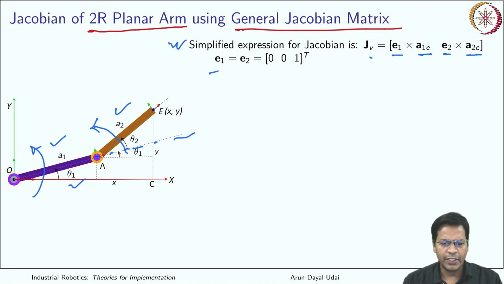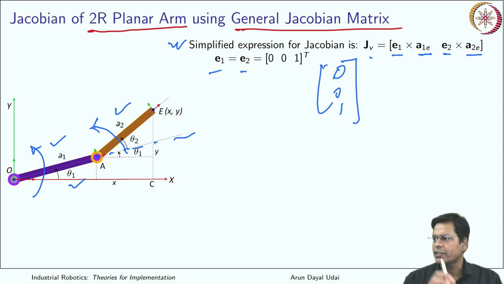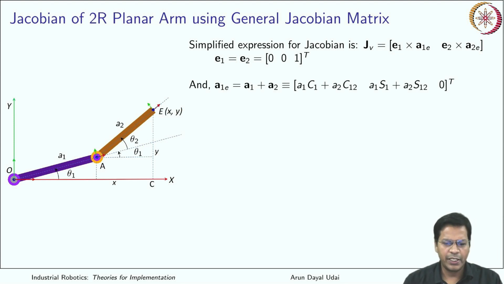So what are e_1 and e_2? e_1 and e_2 are directed perpendicular to this plane. It is perpendicular to the XY plane, so it may be given as 0, 0 and 1. It is directed like this, perpendicular to the plane. So both become the same. One is placed here, the other one is placed here. So that is e_1 and e_2.